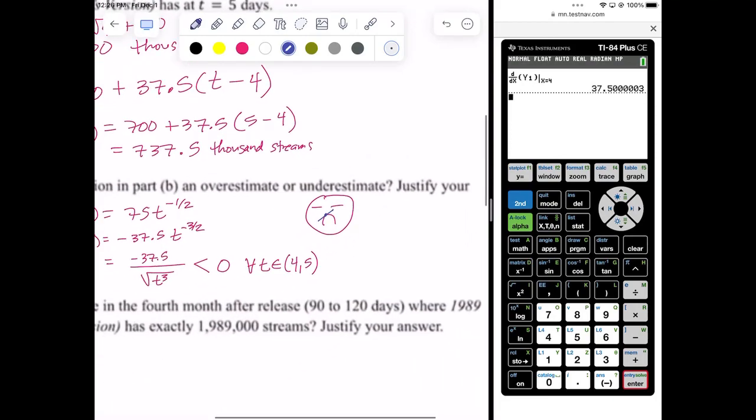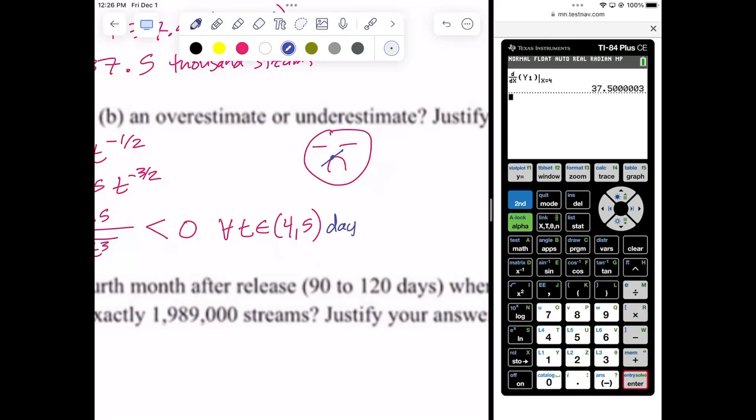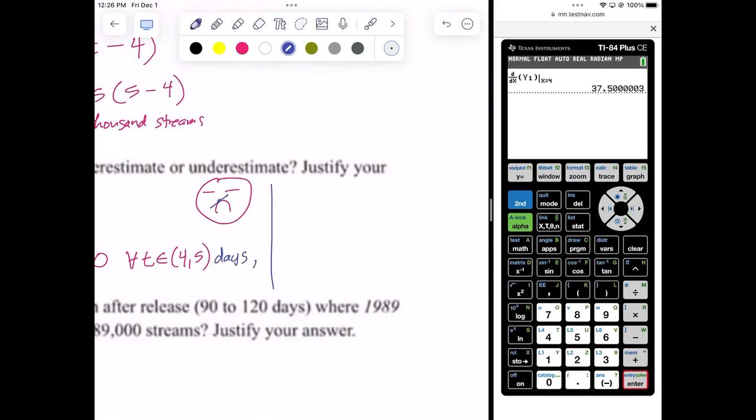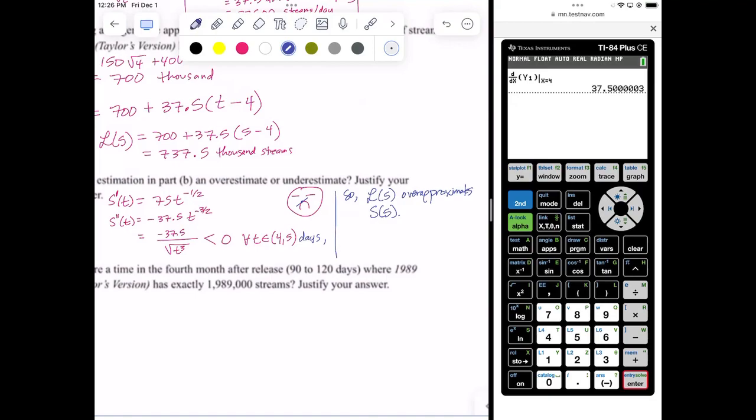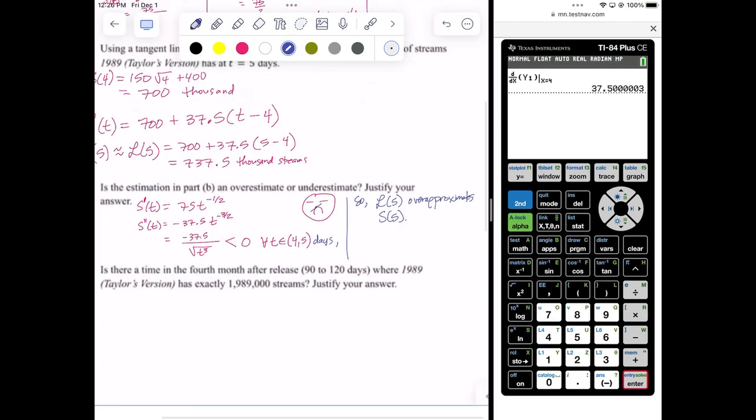So once we say it's less than 0 for all t from 4 to 5 days, I should probably put units there, I would say then, here's a new column, L of 5 over approximates, let me spell approximates here, over approximates S of 5. Got it? So you wouldn't have to mention concavity, and you wouldn't have to mention that the tangent line is above the curve. Those things are kind of taken for a given. You say the second derivative is negative everywhere, therefore it's an over approximation.